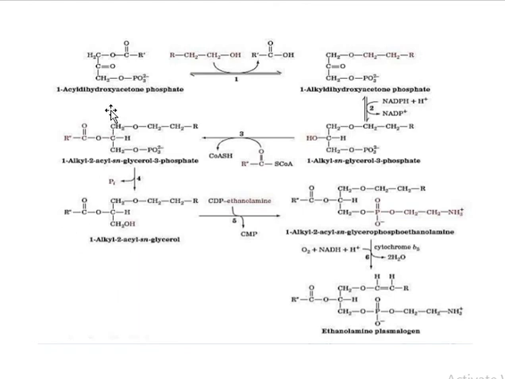So in this way, the plasmalogens are synthesized from dihydroxyacetone phosphate.